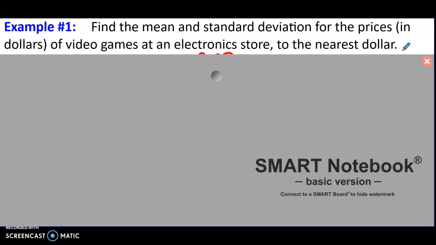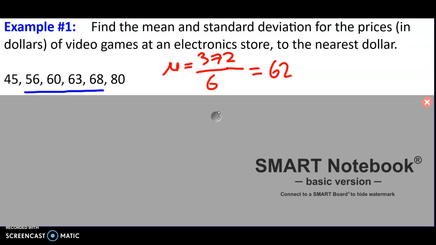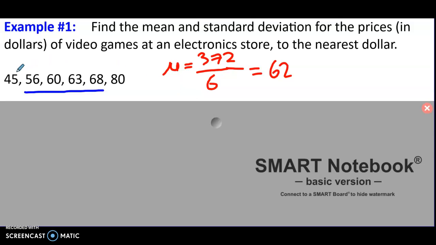All right, let's try our first example. Example number 1, find the mean and standard deviation for the prices in dollars of video games at an electronics store to the nearest dollar. All right, so over here, this is our data. Okay, so let's write down this data. And our first step, if you remember from last slide, is to calculate the mean. Okay, so add up all these numbers. You should get 372 and count how many data there is, and there's 6. That equals 62.